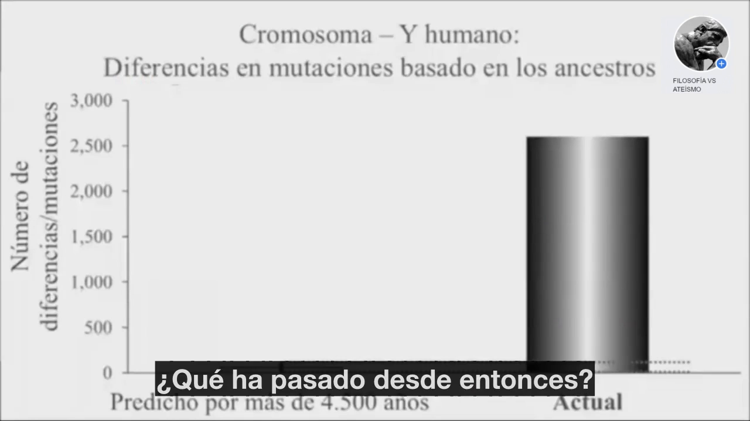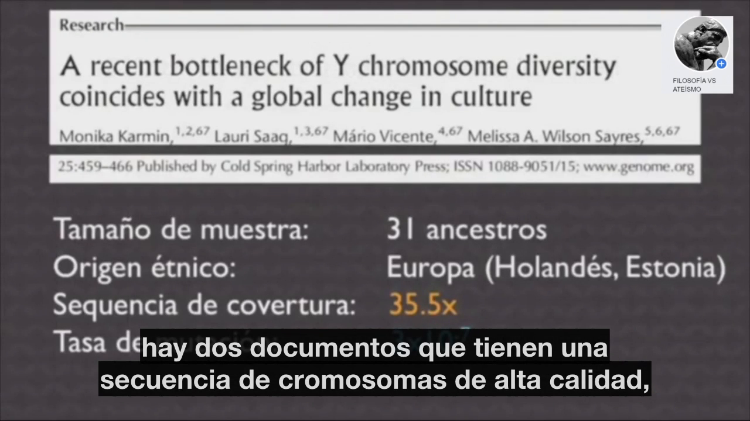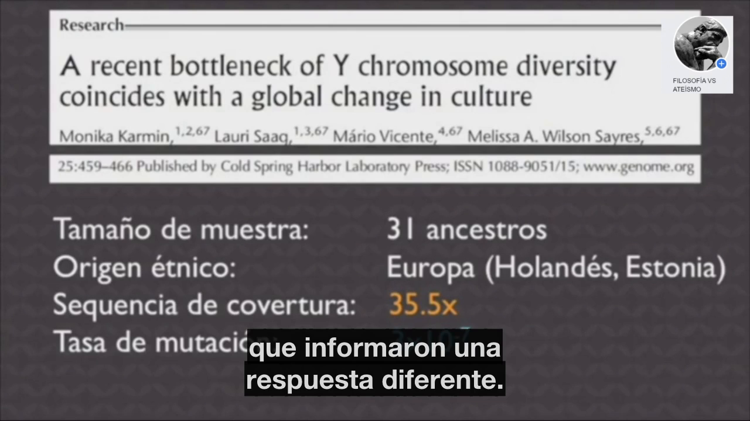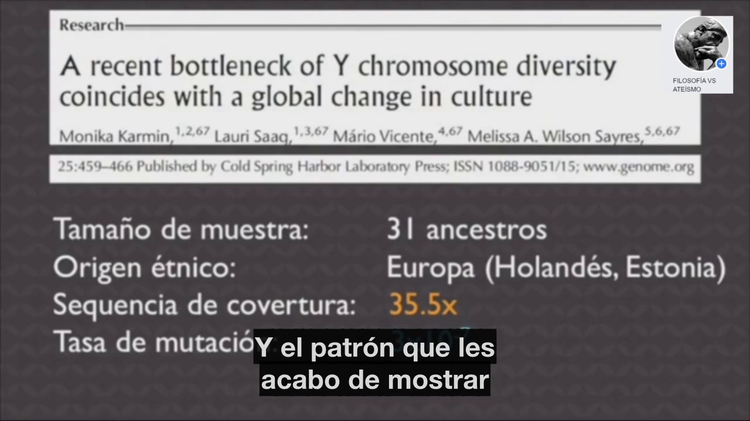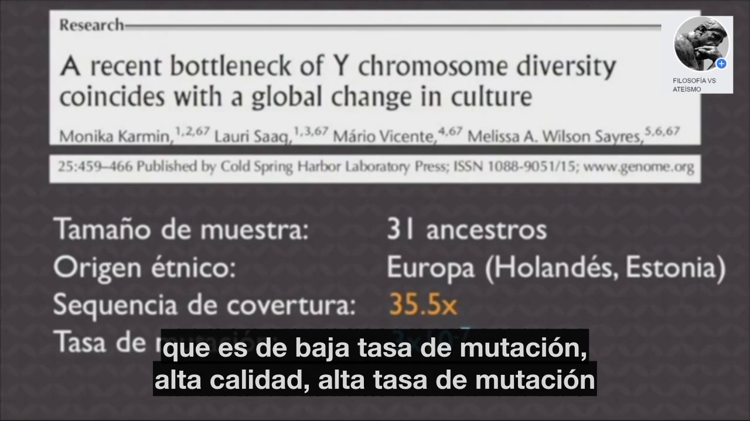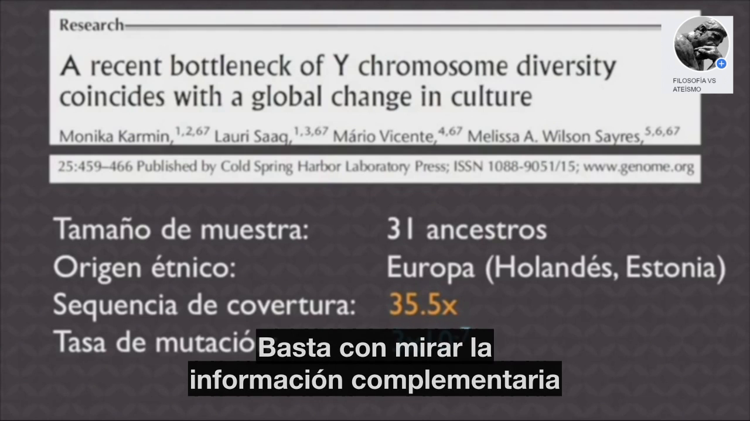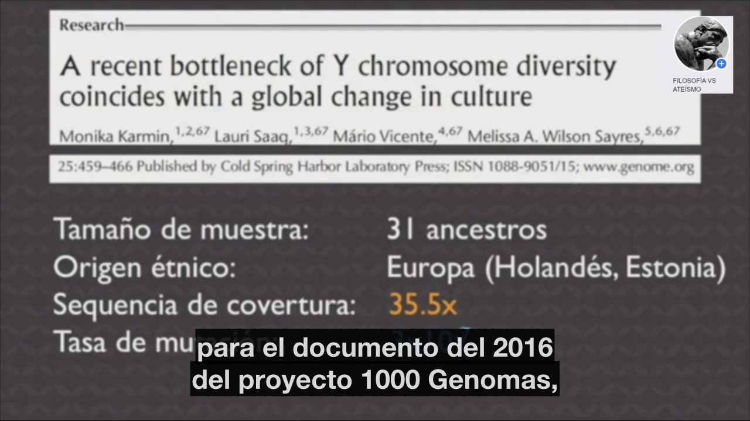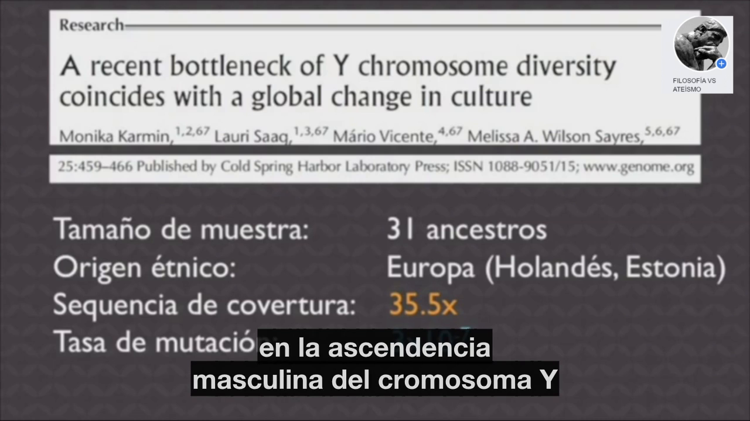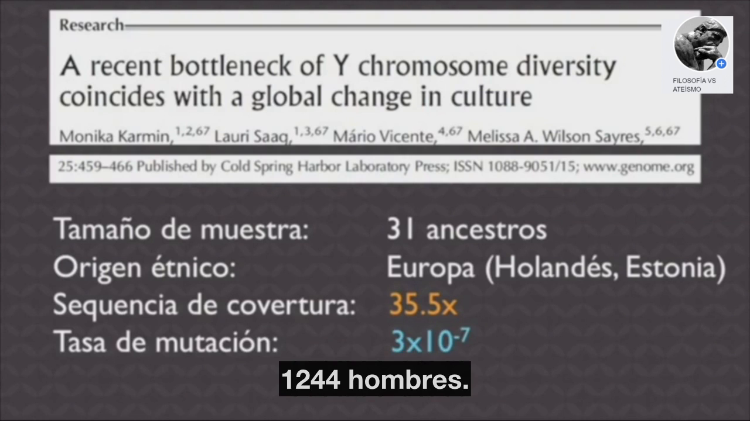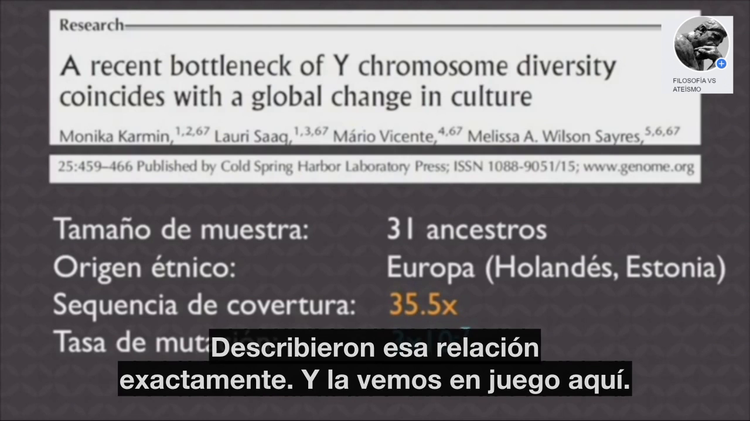Well, what's happened since then? There are 2 papers that have high-quality Y chromosome sequence that reported a different answer. And the pattern I've just shown you, which is low quality, low mutation rate, high quality, high mutation rate, is a well-known relationship in the evolutionary literature. Just look at the supplemental information for the Poznik 2016 1,000 Genomes paper on male Y chromosome ancestry, 1,244 men. They describe that relationship exactly, and we see it played out here.